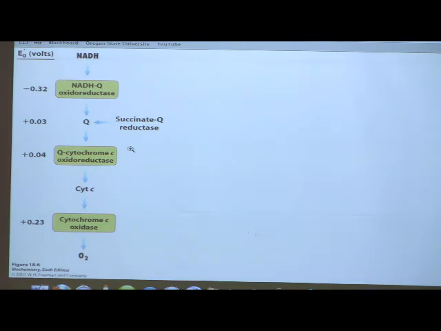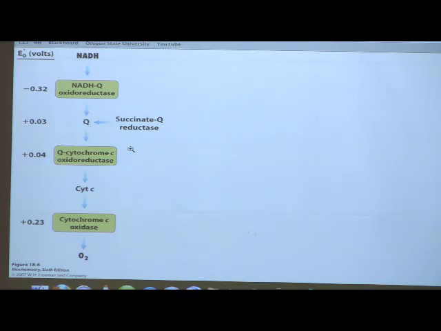An electric circuit allows electrons to move through it. They move from a high potential to a lower potential, and that's exactly what is happening in the mitochondrial inner membrane. There are a series of what are called electron carriers that facilitate the movement of electrons.